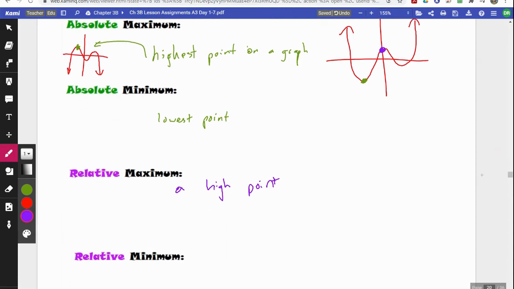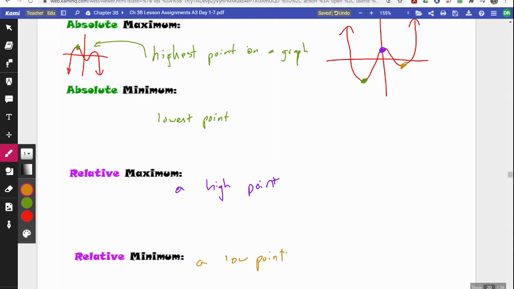Similarly, we would have a relative minimum here as well on the same graph, because it is a minimum. It does go lower, but it's not the lowest, because that would be the green point we already put there. That'd be an absolute minimum. So this over here, the orange or gold color, is a relative minimum, a low point.